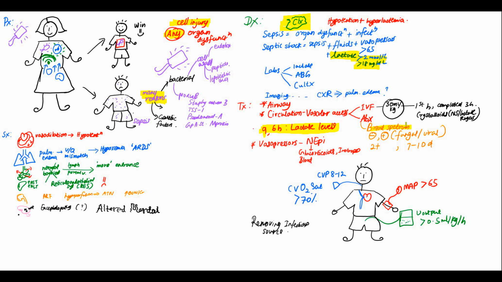Broad spectrum antibiotics are used, and fluid management is very important. Sometimes we have to give vasopressors. However, the goal should be maintaining the arterial pressure, maintaining the central venous pressure, and maintaining good kidney function by checking the urine output. And finally, we must pay attention to removing the infectious source. And that concludes sepsis.